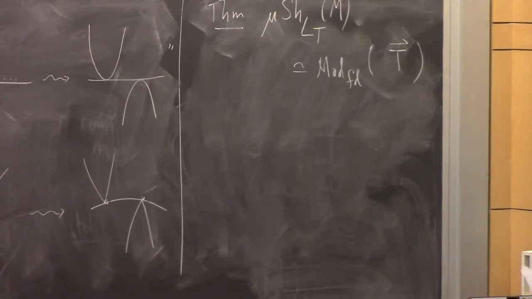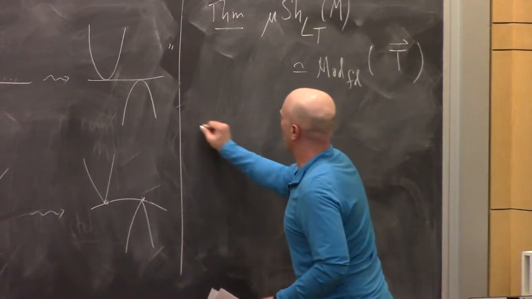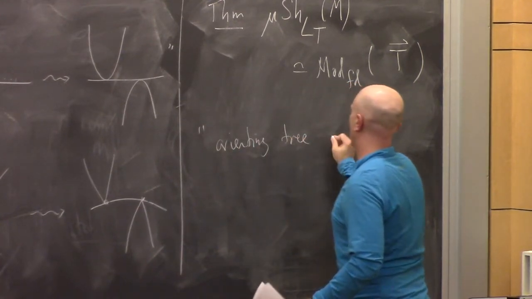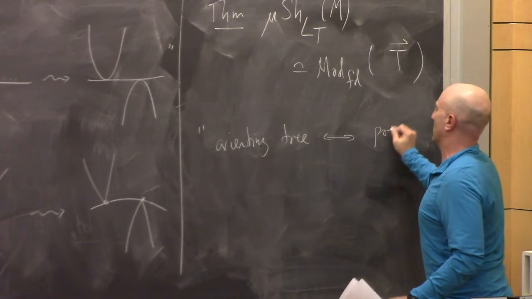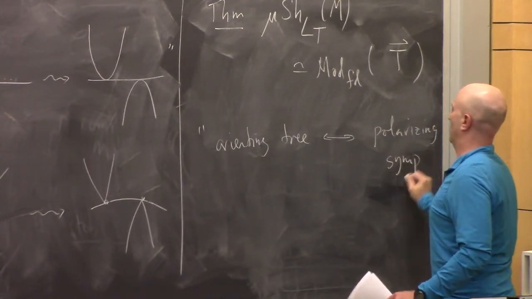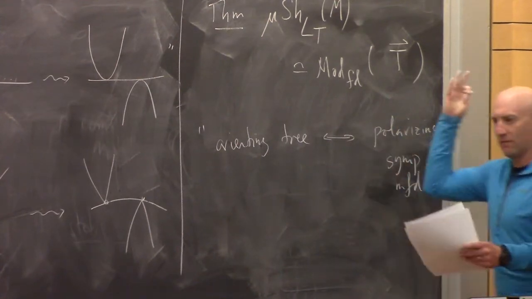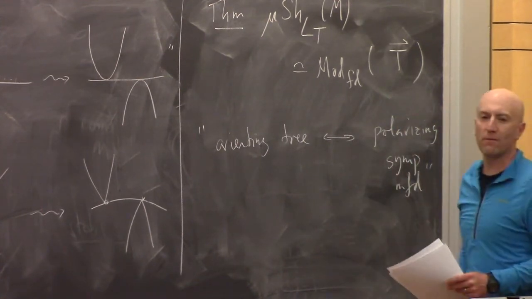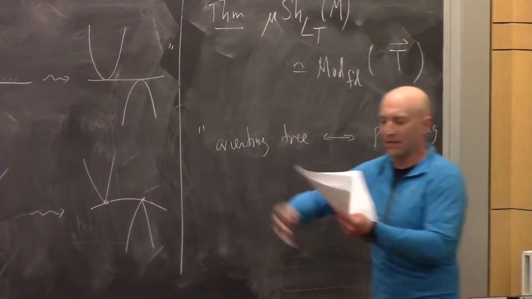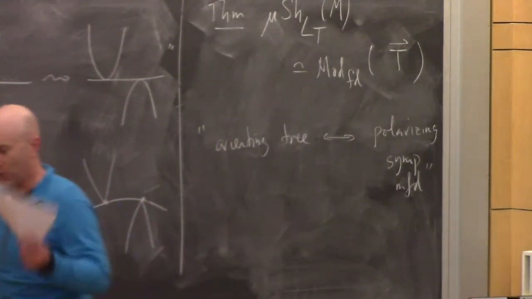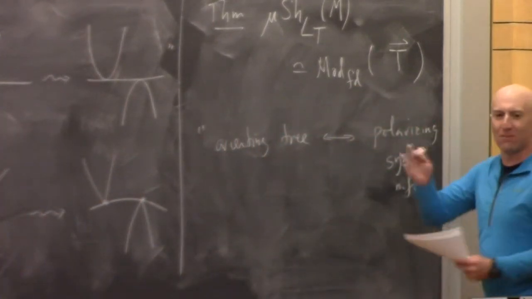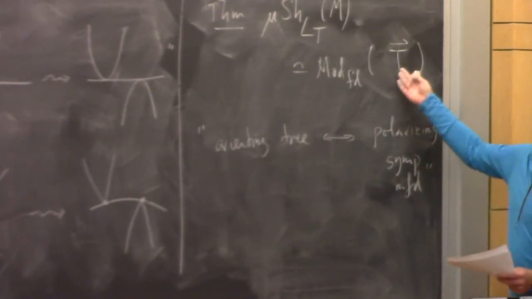a derived equivalence. You should think that orienting the tree is roughly the same thing as polarizing M, the symplectic manifold. Polarizing means picking a Lagrangian fibration that allows you to calculate things. So the singularity is invariant. It doesn't care about how you thought of the symplectic manifold, but if you want to actually calculate, you need to break symmetry and polarize, and then you get a specific tree.